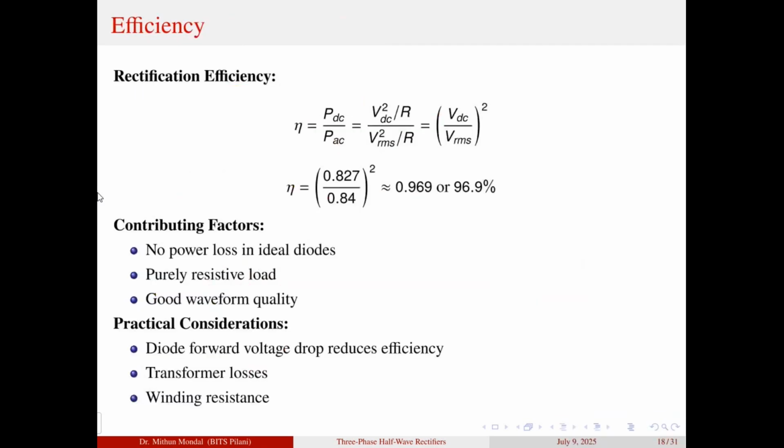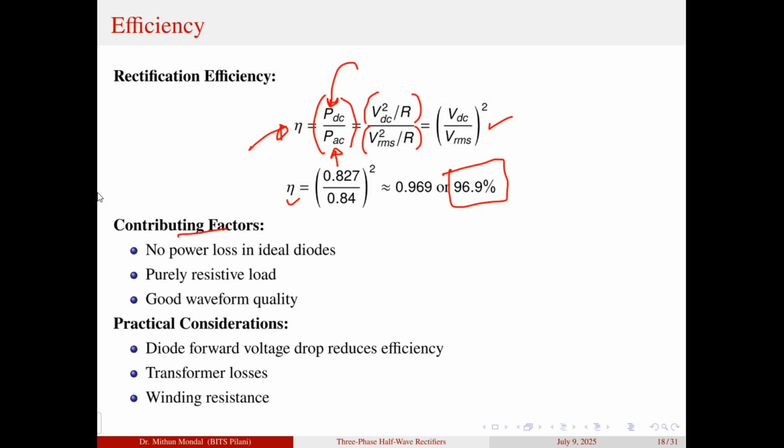And if we need to compute the rectification efficiency, which is the power output by power input. Power output is in the form of DC, power input is in the form of AC. So the output power is VDC square by R, which is the power at the output. AC is VRMS square by R. And if we compute these values of efficiency, substituting the appropriate values of VDC and VRMS, that gives 96.9% as the rectification efficiency.